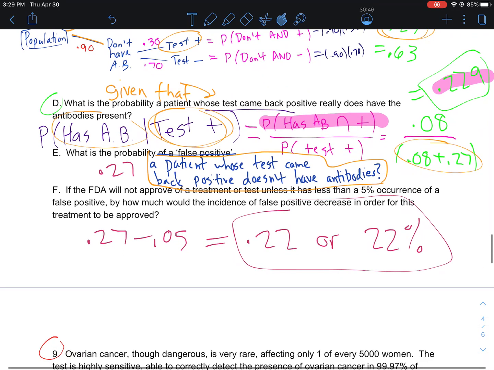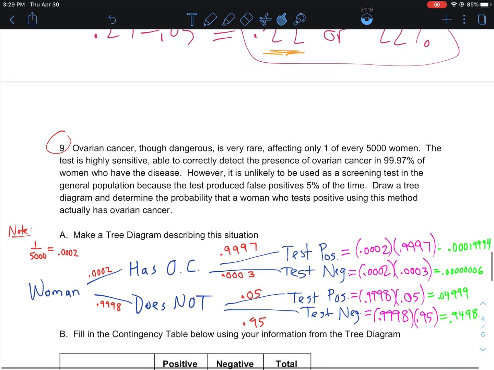And lastly, it says down here, the FDA doesn't have a treatment unless it has less than 5% false positive. So they need to decrease this by 22%. Now, that idea we'll talk about when we get into, I believe it's Unit 5, when we do Type 1, Type 2 error, where we said you might want to decrease false positive, but it would also increase false negative, and that has to do with the power of a test. And we'll come back to that at a later time.